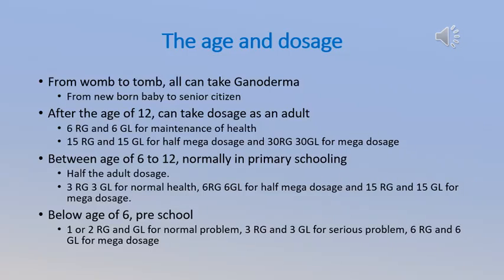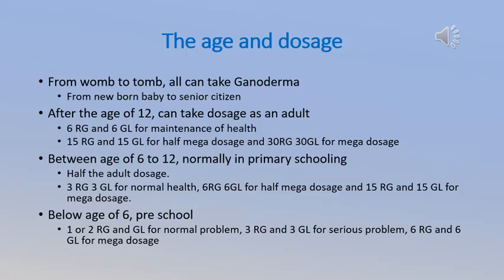Then we divide the patients into 3 groups: the adult, the young person, and the child. For the adult, after the age of 12, they can take the full dosage. For example, 6 Rg and 6 Gl for maintenance of health, and spirulina a similar amount, or double. Then 15 Rg and 15 Gl for half mega dosage, and 30 Rg and 30 Gl for mega dosage.